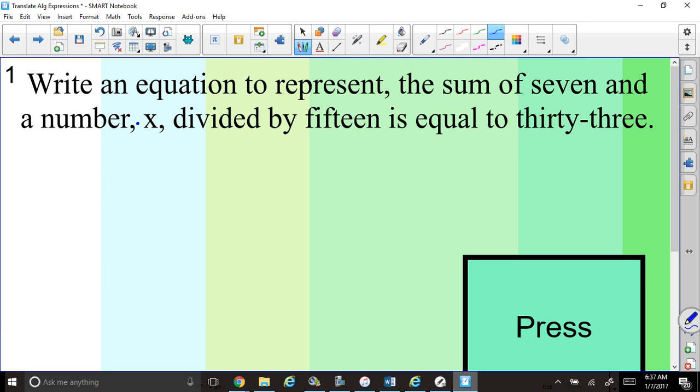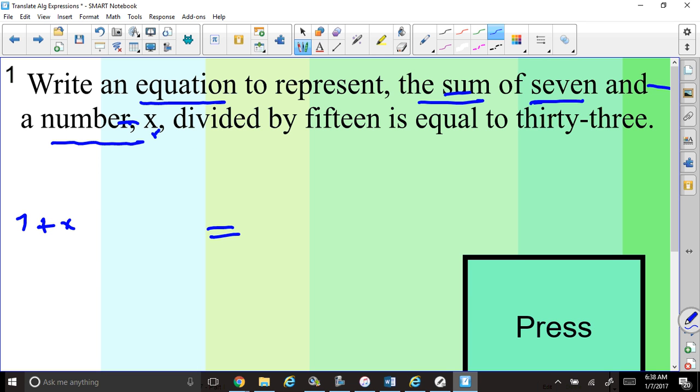Let me erase that. Try that one more time. We have to write an equation, so that means we're going to have an equal sign. To represent the sum means we have to have an addition sign. What are we adding? 7 and a number called X. So 7 and a number called X.